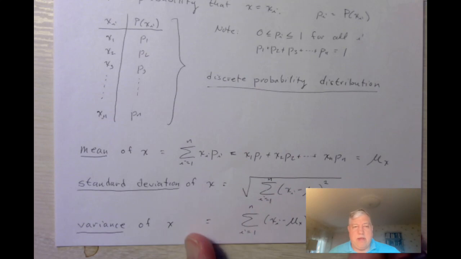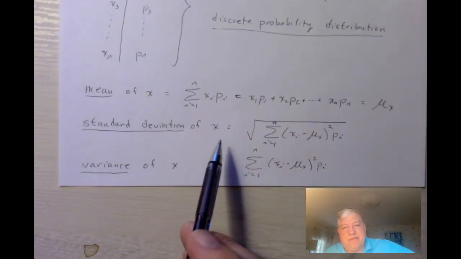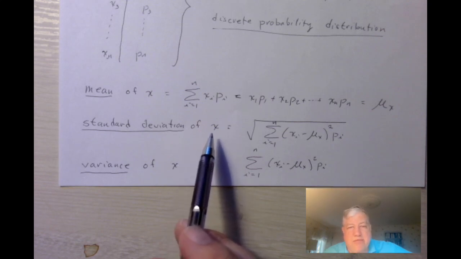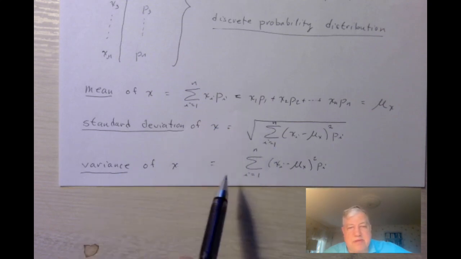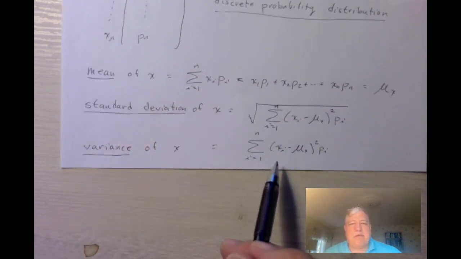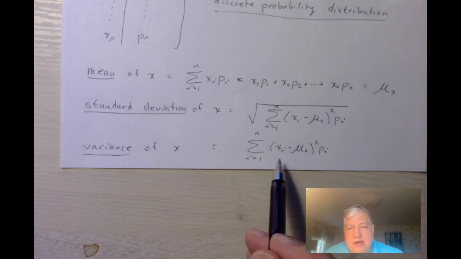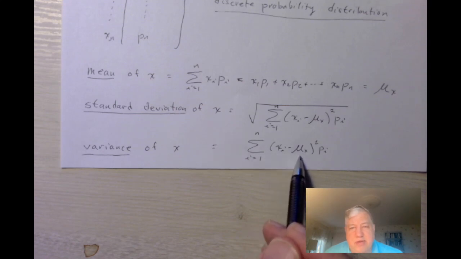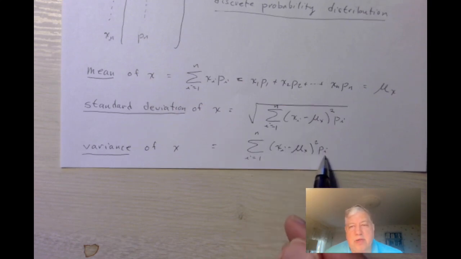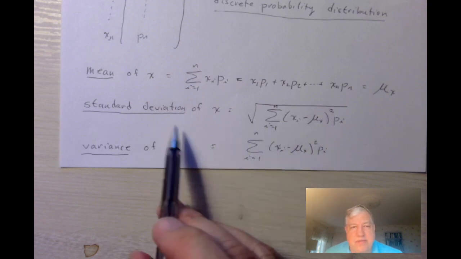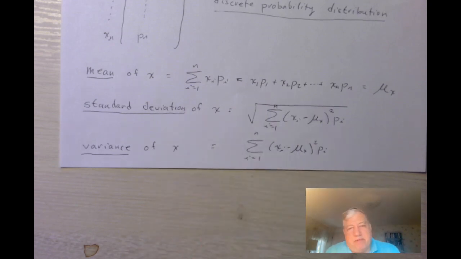Now we also have something called the standard deviation of x, because this is technically a distribution, so we can define the standard deviation of x and the variance of x. It's very similar to the variance and standard deviation of a data set. We take all the possible values xi, subtract the mean, square that difference, and in this case multiply it by the corresponding probability pi. That is the variance, and then the standard deviation is the square root of the variance.